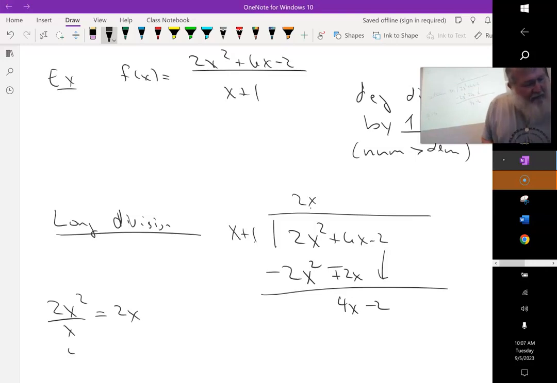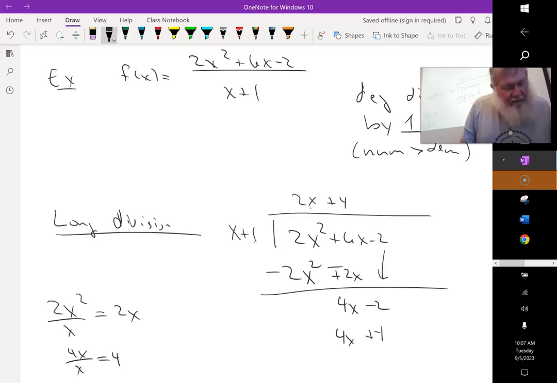Or you can think of 4x divided by that leading term is what? 4. So we're going to multiply by 4. So 4 times x is what? 4x. And 4 times 1 is what? 4. All right, so we're dividing it out. Dividing is like repeated subtraction. So that's a hideous 4 there.